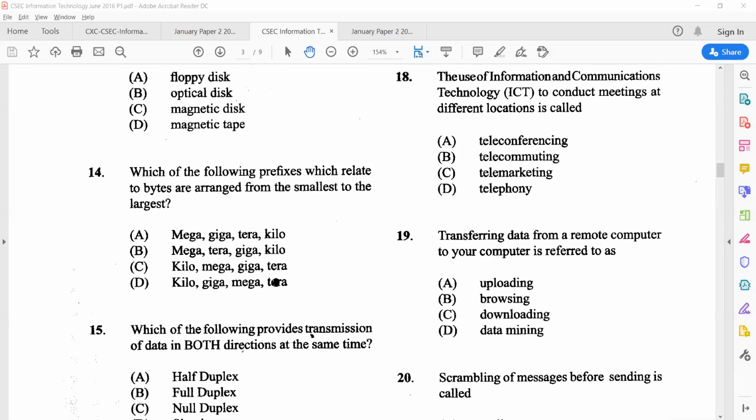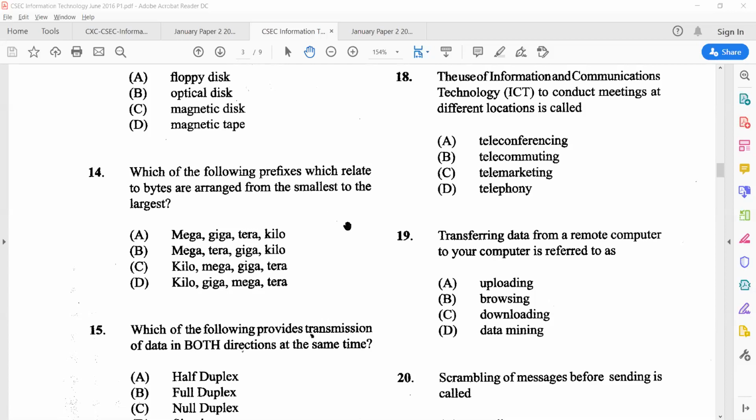All right, number 14. Which of the following prefixes relate to the bytes arranged from smallest to largest? The other answer coming as what? Sorry, C. So one person said C, another person said C. Right. So remember, kilobytes, then megabytes, gigabytes, and terabytes. So the answer is C.